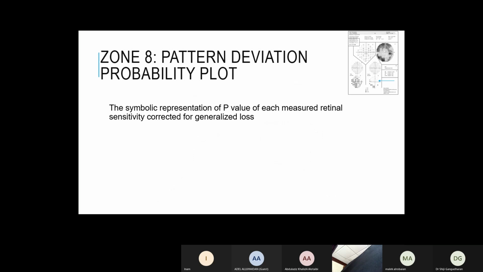So the pattern deviation probability plot is the same as the probability plot for the total deviation. It shows the p-value for each measured retinal sensitivity, corrected for generalized visual loss. So when we have cataract, the total deviation will be decreased. The whole sensitivity, the whole retina will be decreased. But in some areas, there is a hidden scotoma, which will be deeper than the others. So when we do the pattern deviation, it will increase the whole retinal sensitivity and will show the real scotoma and eliminate the generalized loss.